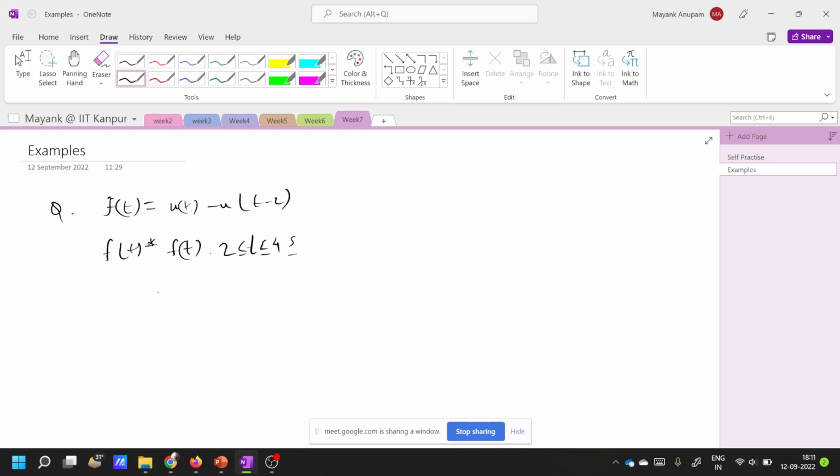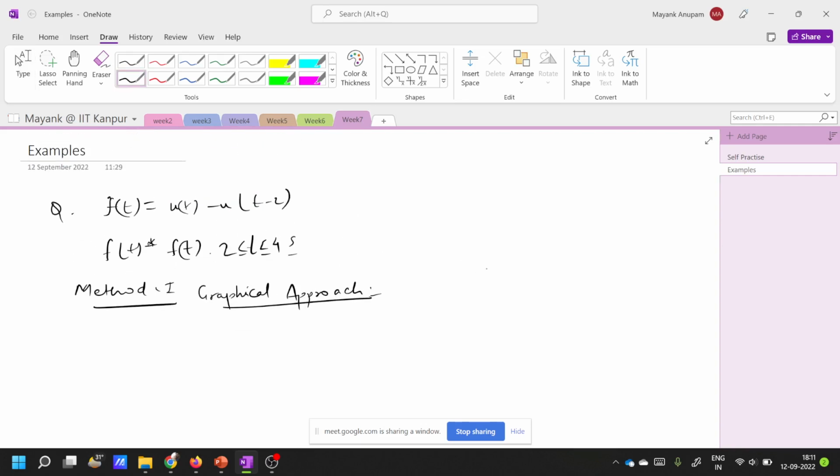Can you tell me what I should do? First we draw the graphs. Okay, so basically you are saying that we should use a graphical approach to solve this question, right? Yes. Okay, so let me write this here. Method 1, graphical approach. Fine. Okay, let's do that.